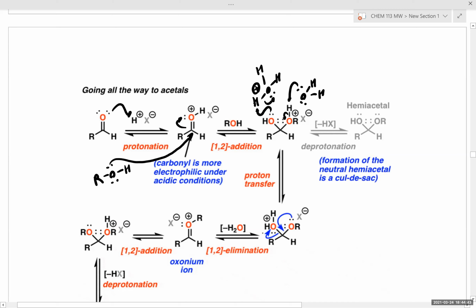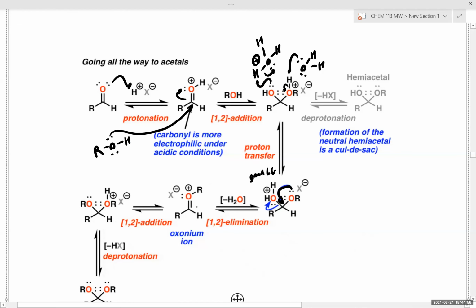So now that we've activated water as a leaving group, now that we have a good leaving group, we can kick out water and regenerate a carbonyl. However, this carbonyl is not very stable because it's an oxonium ion. So it can be readily attacked with nucleophiles. And if we have a lot of alcohol floating around, our alcohol will readily attack the very electrophilic oxonium ion carbon.